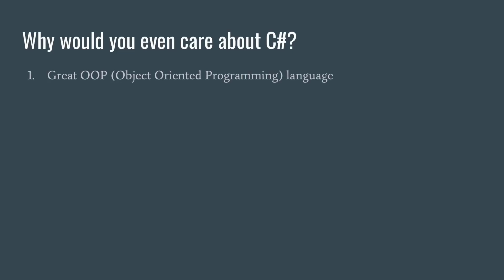So first of all, we have a great OOP language, which pretty much means that C# is a great object-oriented programming language, which is the way to go in current times. Then it's backed by Microsoft, which means that it's backed by a huge company which is really invested in making C# an amazing programming language. So they're really working on improving it, and it's already a great language, but they're constantly improving it.